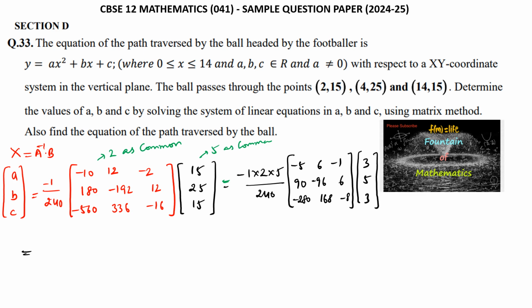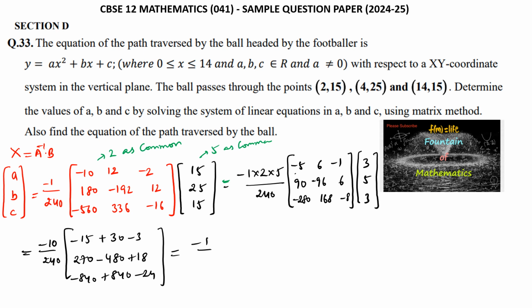So let's multiply here. So minus 10 divided by 240. So we can add minus 5 into 3 is negative 15 plus 6 5s are 30 and minus 1 into 3 is minus 3, and 90 into 3 this is 270 and minus 96 into 5 it's 480 and 6 threes are 18, and again here minus 280 3s are minus 840 and 168 5s are again 840 and minus 24, that is minus 1 by 24 times. So of calculation, we'll be getting 12 and here it comes 192 and here it is minus 24.